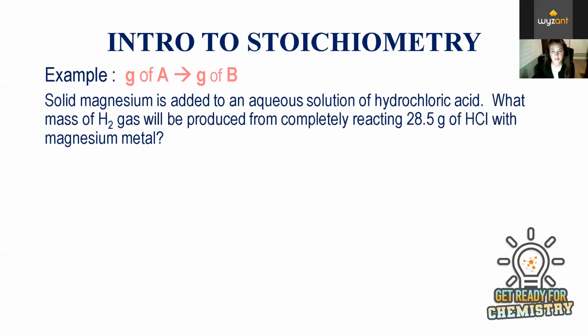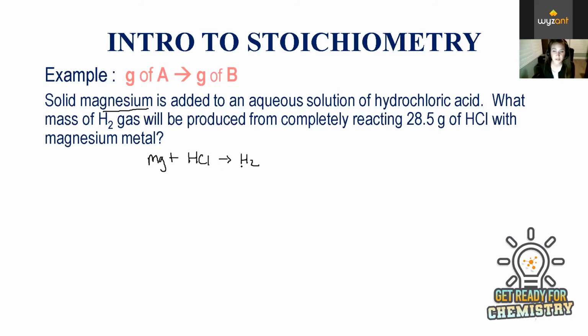Solid magnesium is added to an aqueous solution of hydrochloric acid. What mass of H2 gas will be produced? So we know that that's a product. It's produced from completely reacting 28.5 grams of HCl with magnesium metal. Okay, here's a good example of this. It does not give us the other part of this equation, but you'll notice H2 is not the only product that is produced here.